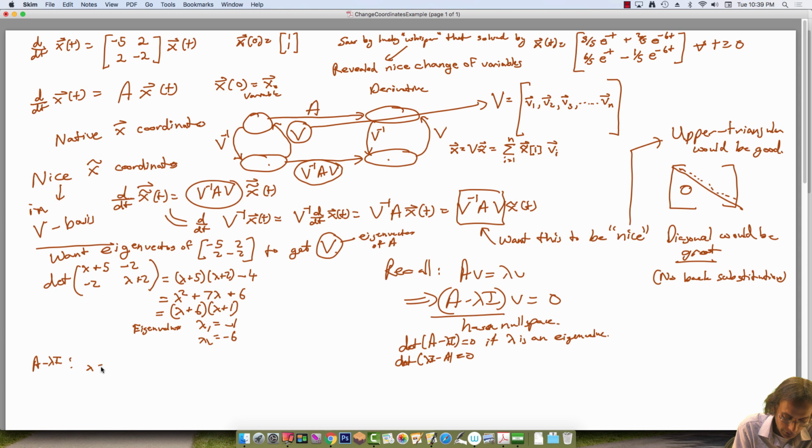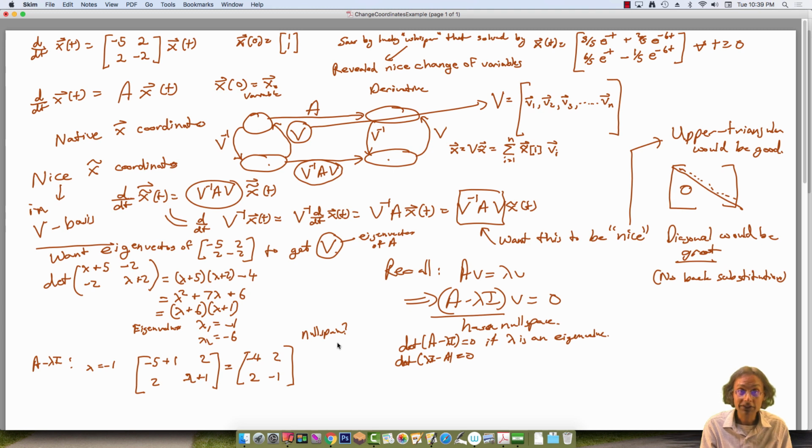So for lambda equals -1, we have this matrix minus -1 times the identity. What is this? -5 minus -1 is -4, 2, 2, and -2 minus -1 is -1. So the matrix is [-4, 2; 2, -1], and we want to find its null space. The null space of this will give us an eigenvector.